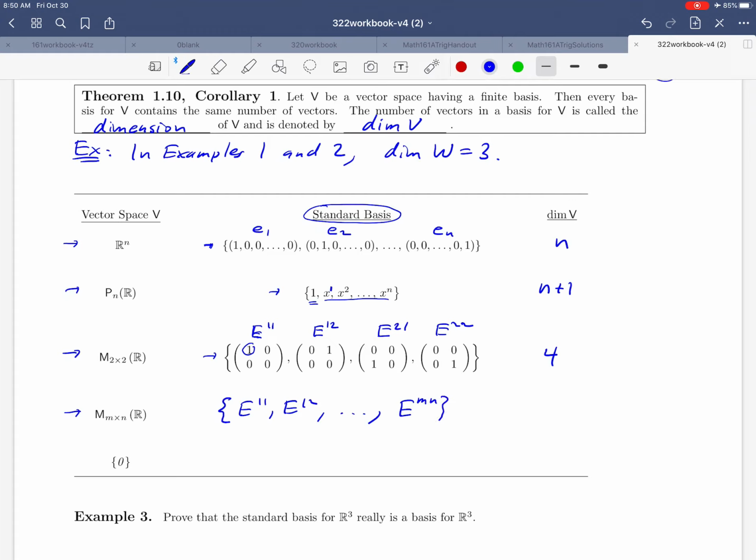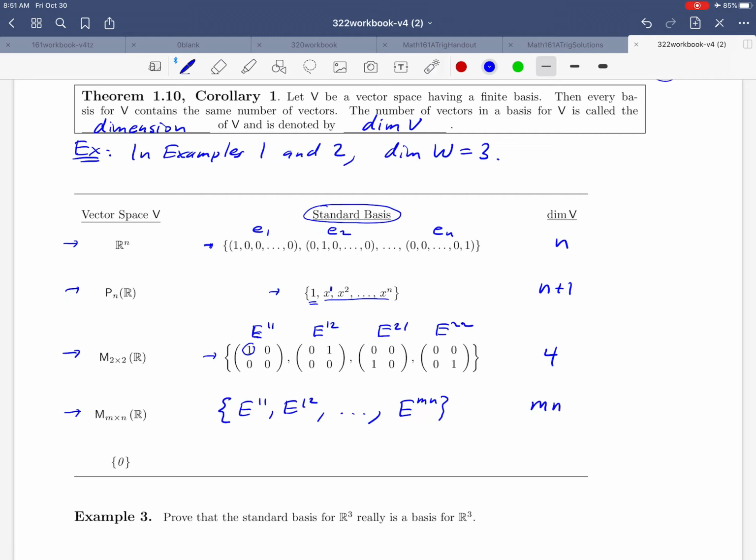Okay, that matrix would have a 1 in the mth row and the nth column and zeros everywhere else. Okay, and then the question is, how many matrices are in that set? What do you think we would get if we counted those up? If you think about it a little bit, I think you can convince yourself that you're going to get m times n. It's really the number of entries that are in an m by n matrix.